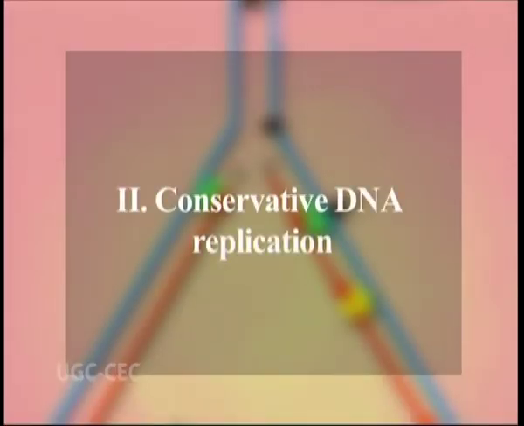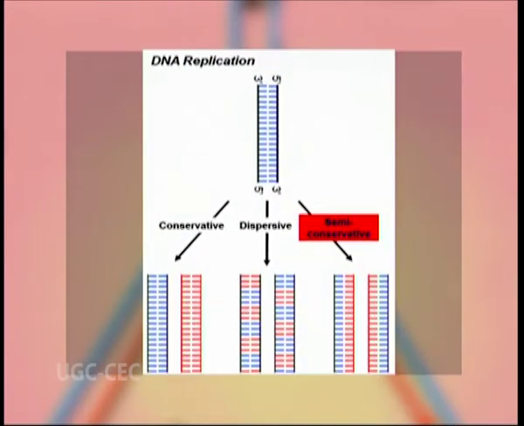Second is conservative DNA replication. Complementary polynucleotide chains are synthesized and an exact replica of the parental DNA is formed, but the 2 newly created strands then come together and the parental strands reassociate, so the original helix is conserved.